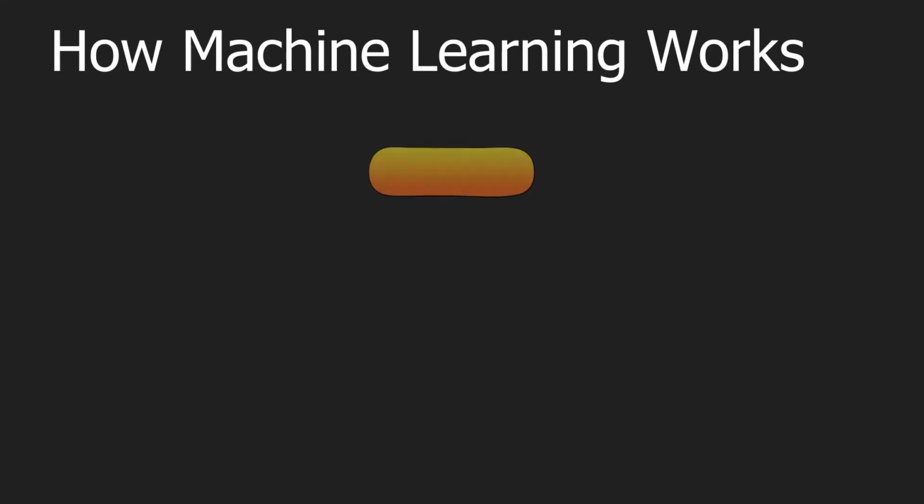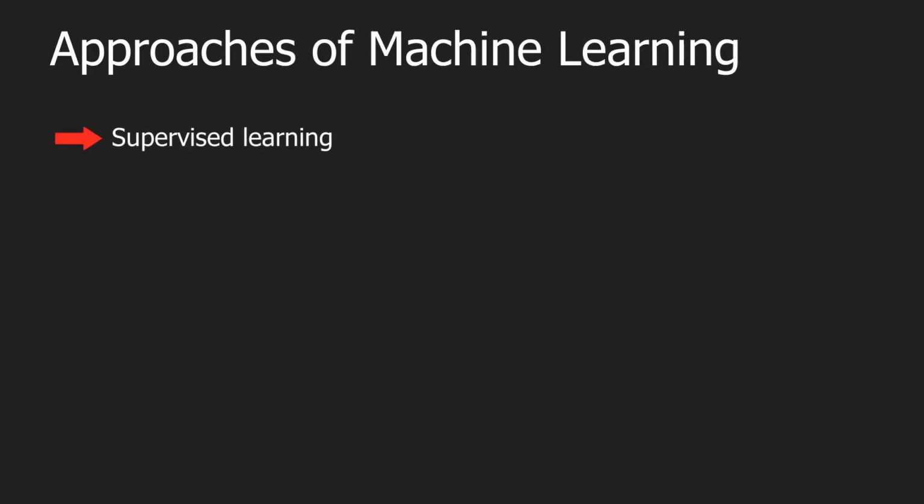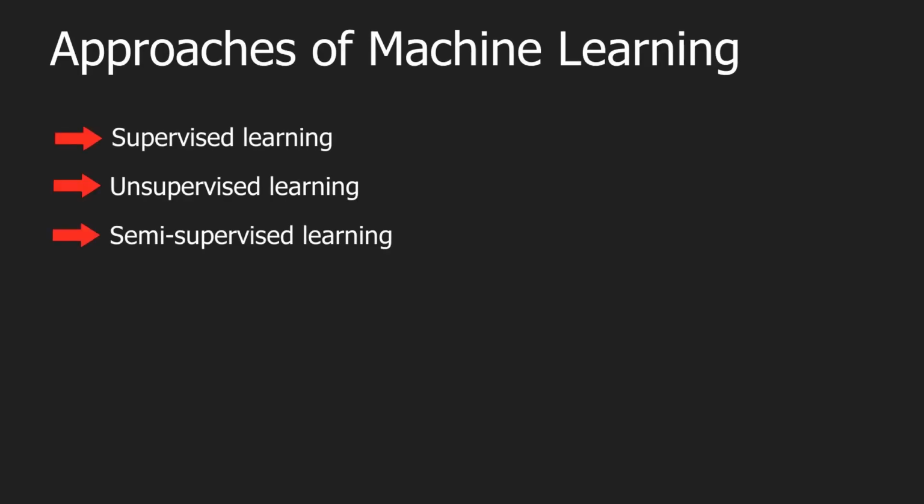Working of machine learning. The core objective of machine learning is to learn from the data that is given. The process starts from collecting the data, finding the patterns in the data, and defining a mathematical model to predict the result. Approaches of machine learning. We can divide machine learning models into different categories: supervised learning, unsupervised learning, semi-supervised learning, and reinforcement learning.